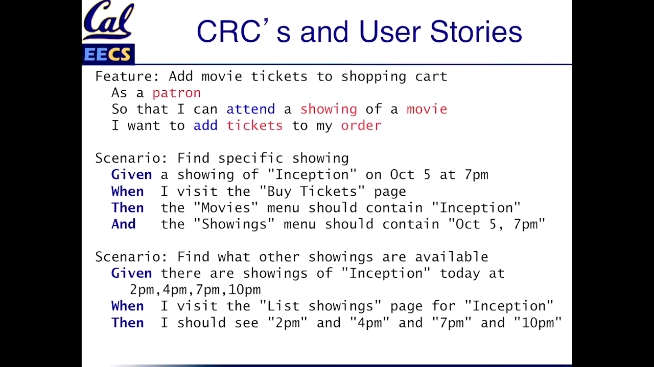But a really simple thing you can do is go through the user stories and highlight all the nouns and highlight all the verbs. So I've highlighted the nouns in red and verbs in blue in this example. And roughly speaking, nouns tend to become things that are like entities, right? So patrons, showings, movies, tickets, and orders are candidates for things that could be a class. And attend and add tend to be methods that those classes will implement.